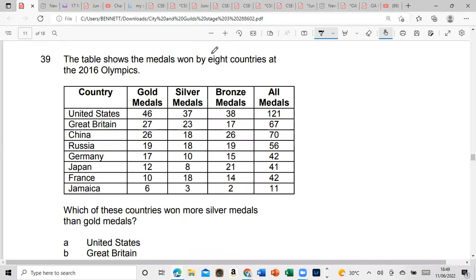The table shows the medals won by 8 countries at the 2016 Olympics: United States, Great Britain, Russia, Germany, Japan, France, and Jamaica. Big up Usain Bolt. Which of these countries won more silver medals than gold medals? So these are the silvers. This is less, this is less, this is less. Oh, so it's France. Alright, 18 is greater than 10, so the answer would be France.